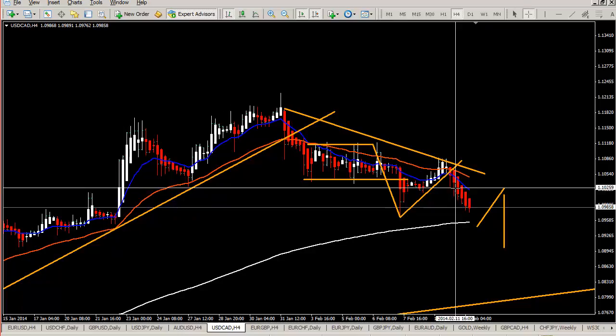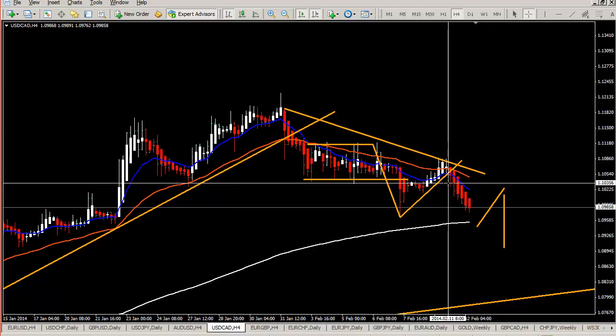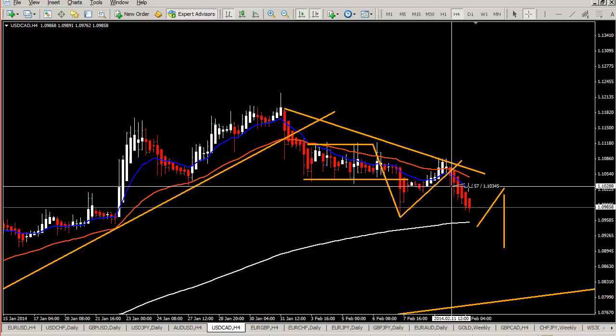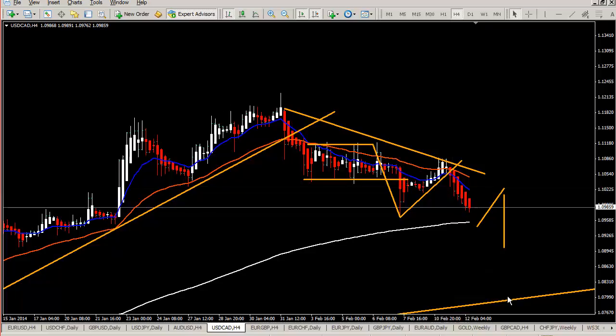Okay. Now here the short scenario, as I said, 2 to 3 line break is stop about 90 pips. Targeting the line here would be 230. Not bad. Okay. Not bad.